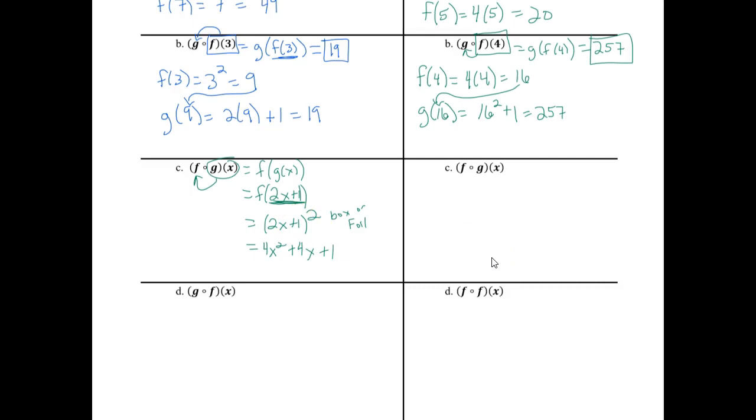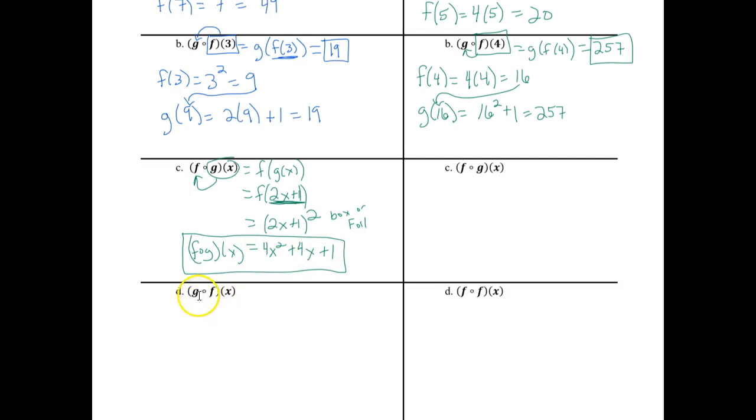And so f of g of x is 4x squared plus 4x plus 1. We can't do anything else with that because we don't have a value of x to input. That's as far as you can go. You should simplify and collect like terms, but that's as far as we're going to be able to go with that.